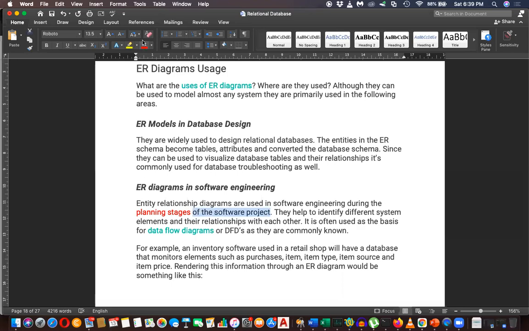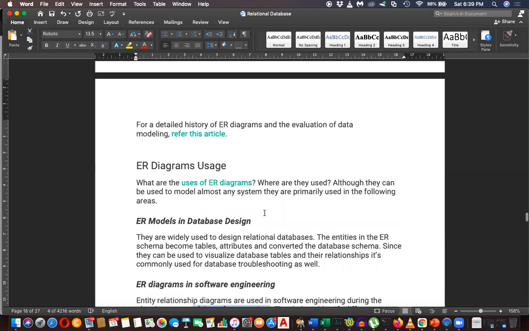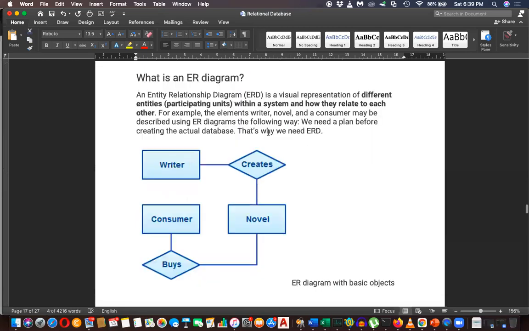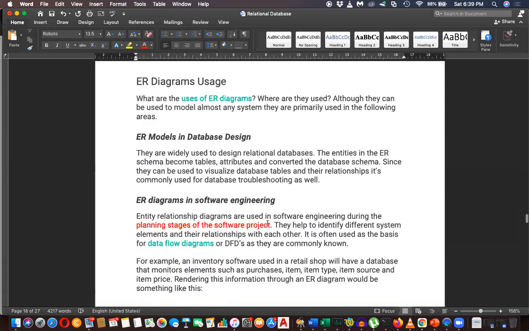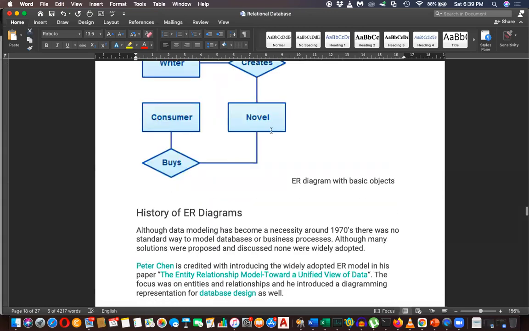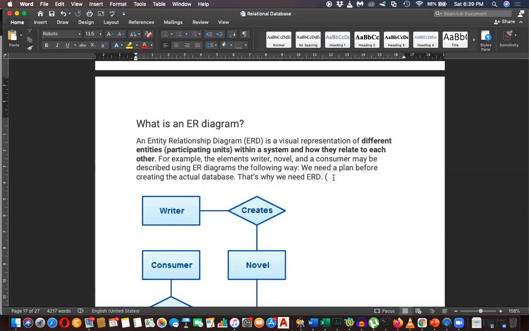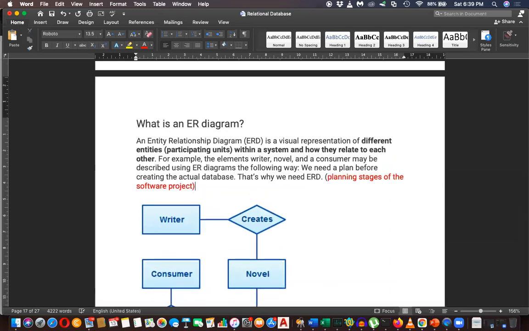If you can, within brackets here, put a bracket and put this important statement. It's very, very important: it is used in the planning stage of a software project. In the planning stage of a software project, this is used. It's very important.